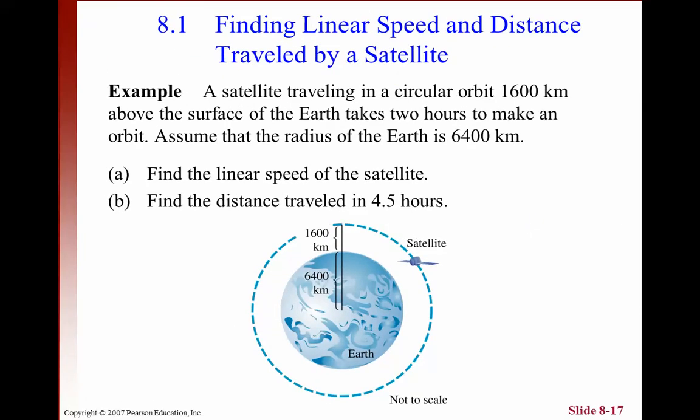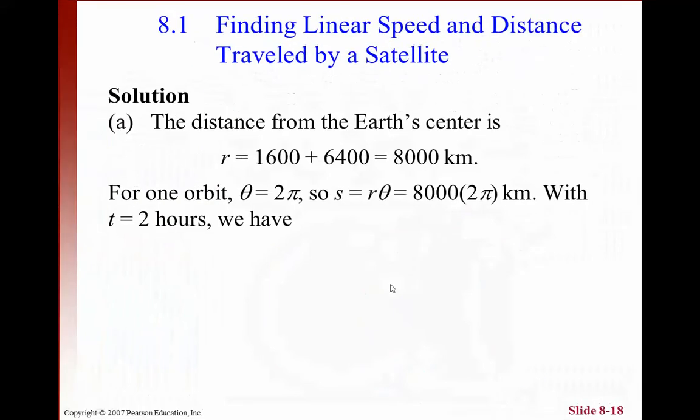A typical problem like this is something traveling around in a circle. Here, a satellite is traveling in orbit 1,600 kilometers above the surface. It takes 2 hours to make an orbit. We're going to assume that the radius of the Earth is about 6,400 kilometers. Find the linear speed of the satellite. They gave us a nice little picture here. It's not to scale, but you get the idea. So the radius here is going to be 1,600 plus 6,400, which is 8,000 kilometers.